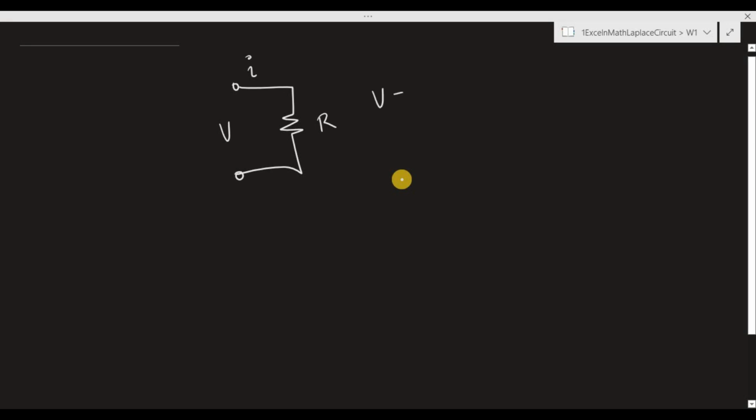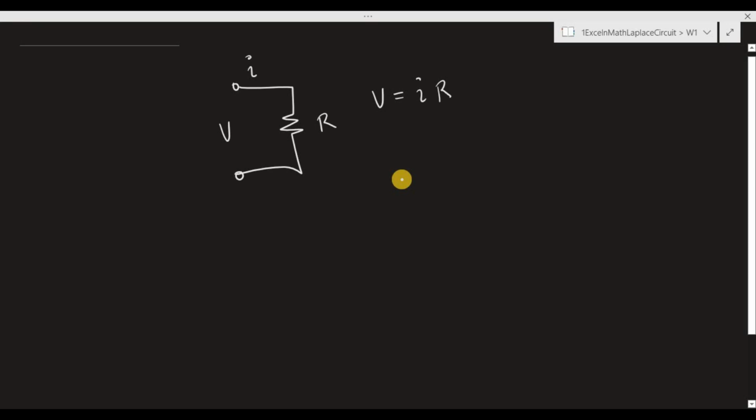Okay, let's start with the resistor. So we have a resistor, and the resistance of our resistor is R. The current flowing through the resistor is I, and the voltage across it is V. And then by Ohm's law, we have V equals IR.